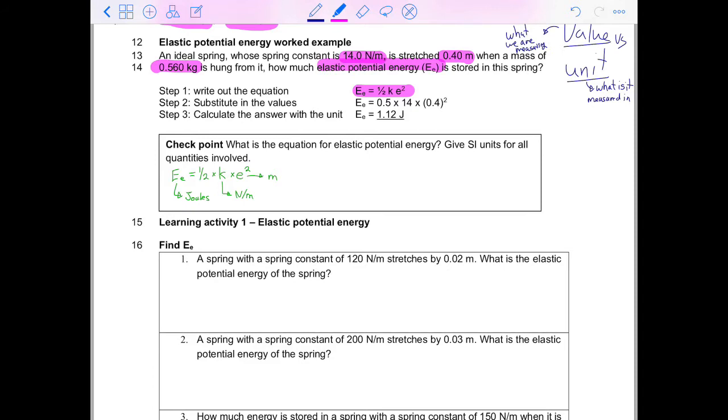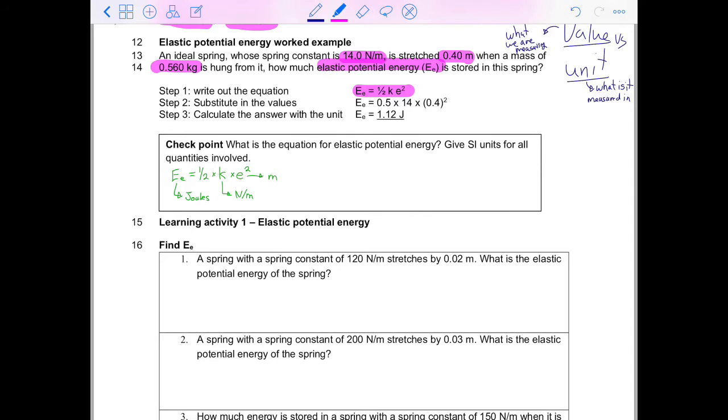Then you need to plug in your values. So we have 1/2, which is 0.5. You can leave it as 1/2 or you can put it as 0.5. That's fine. Our spring constant, we look into our question, is 14.0, so 14, and our extension, stretched by, is 0.4 meters. So you plug that in. We haven't used the mass, but it's not part of the equation, so we don't need to use the mass. Sometimes they'll give you something else to try to throw you off, but you don't need to be thrown off by that because you know that the mass is there.